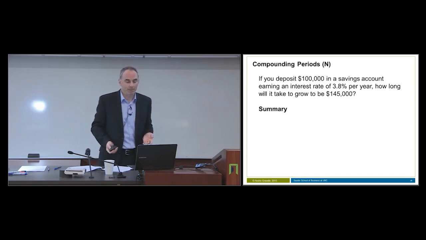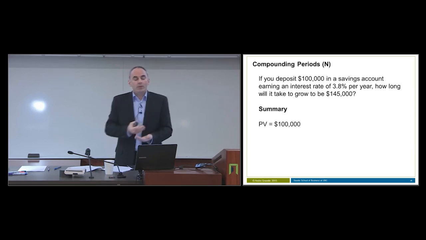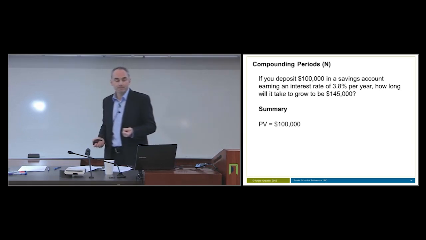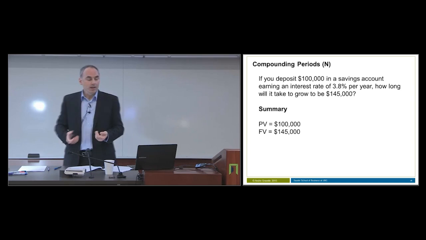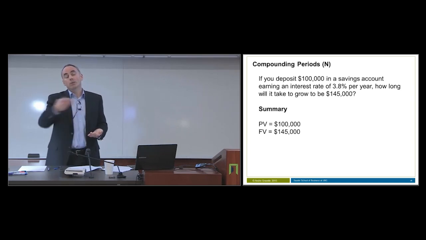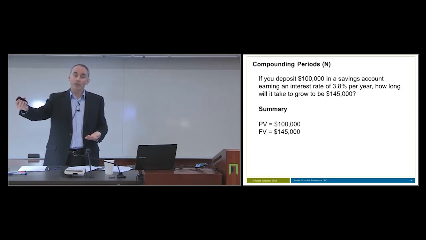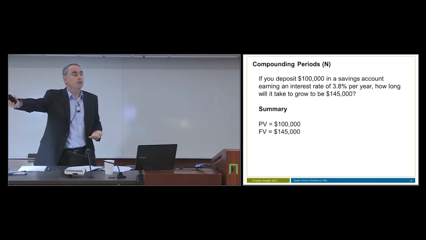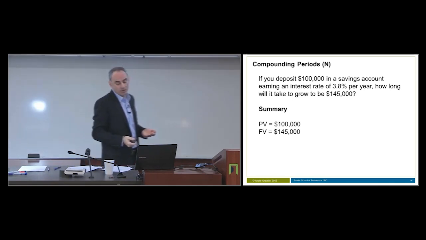So let's start the summary. Well, we're going to deposit $100,000 in the savings account today. The present value is $100,000. So PV equals $100,000. If we want to find out how long it will take to grow to become $145,000, well, $145,000 is obviously what it's going to be in the future. So future value is $145,000.